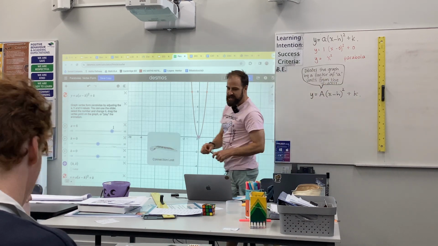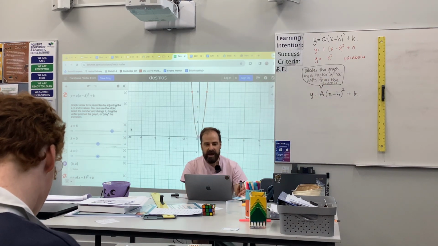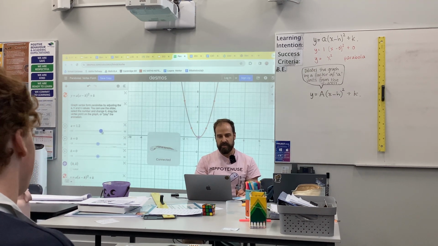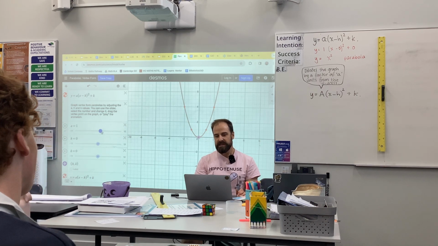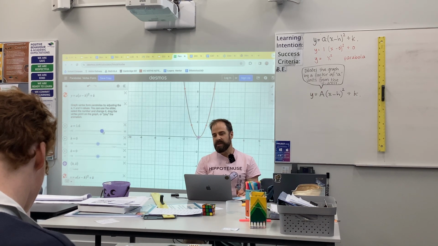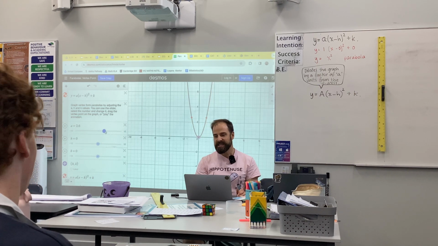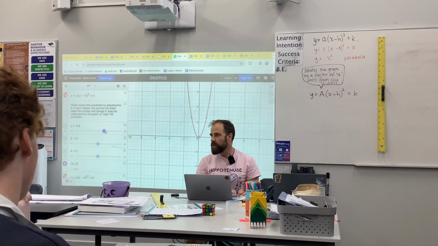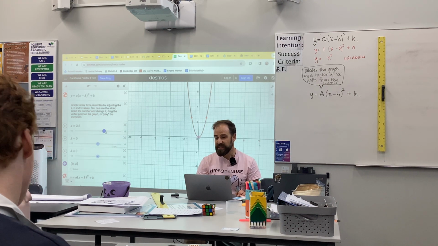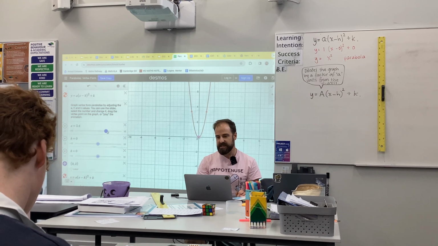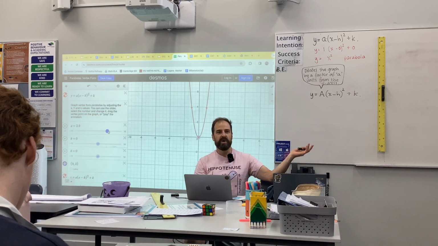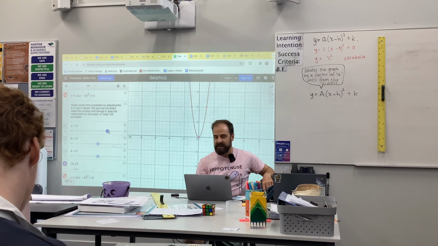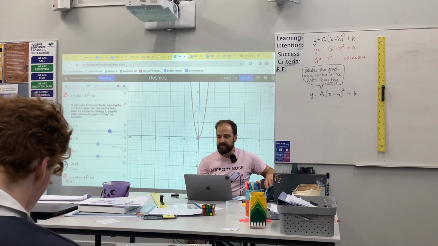Okay, so when we change A, it is dilating the graph away from the x-axis. So it's getting bigger. When it was 1, that's our standard graph. As I go bigger than 1, we can say it's getting skinnier, we could say it's getting narrower, but if you write skinnier or narrower, I will not give you marks. What I want you to write is the graph is being dilated from the x-axis by a factor of whatever A is. So if A was 4, you'd say by a factor of 4. If A was 5, you'd say by a factor of 5.